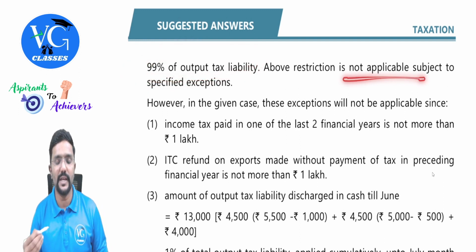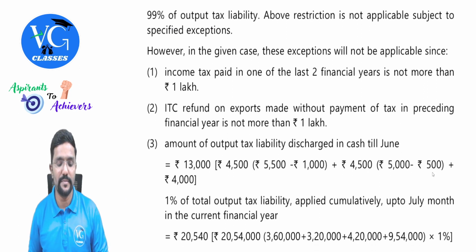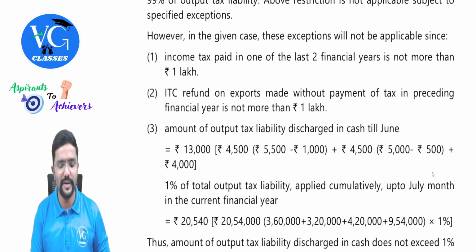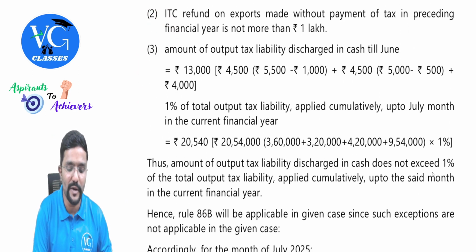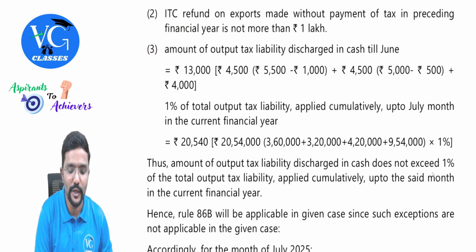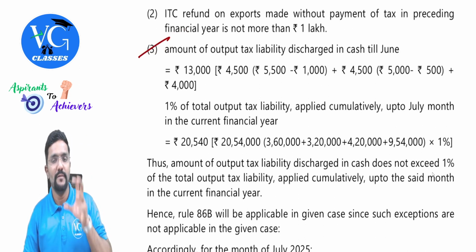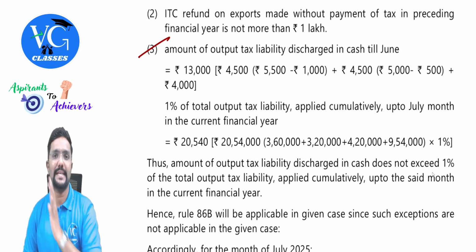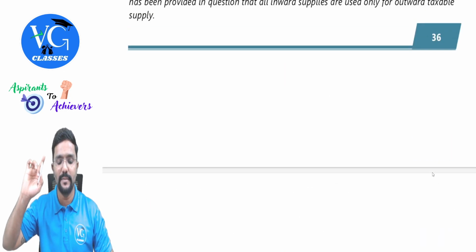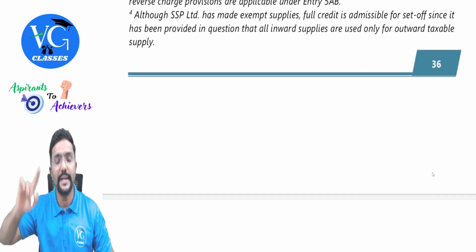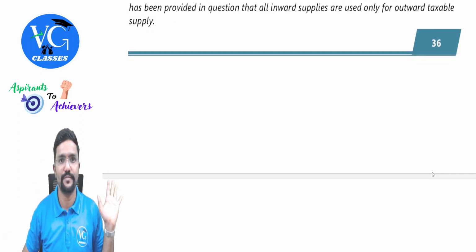The above restriction is not applicable subject to specified exceptions, means this point not covered, this point not covered. This point is important, guys. This is important. Cumulative calculation. Yes. We will check what is the total output tax liability. Guys, for total output tax liability we need to take April, May, June as well as July also.